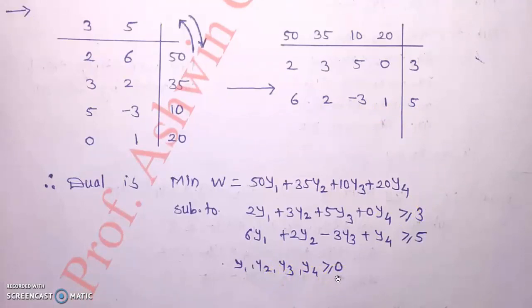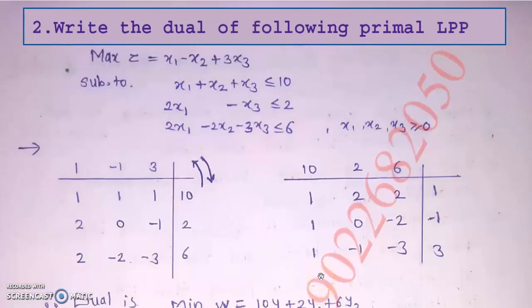This is the simplest way of solving or writing the dual of a given problem. Let's see one more example. Write the dual of the following primal. So the given LPP is called the primal and we are writing its dual.